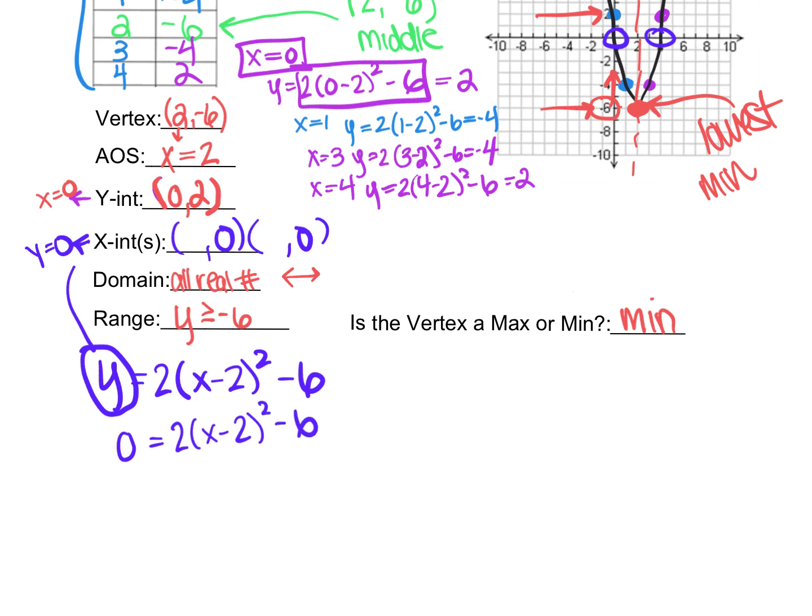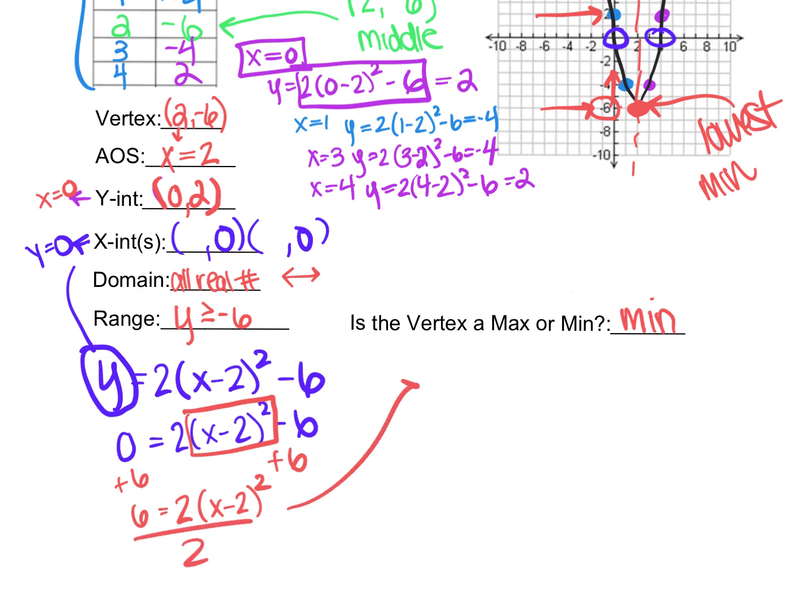So we're going to start by getting the part that's squared alone, because I know I'm going to have to use square roots here. So I add 6 to each side, so I have 6 is equal to 2 times (x minus 2) squared. Then from here, we divide by 2 to get that parenthesis part alone. So we have (x minus 2) quantity squared is equal to 3.